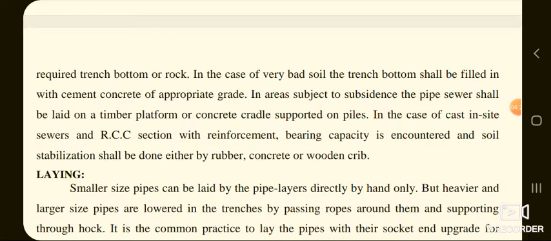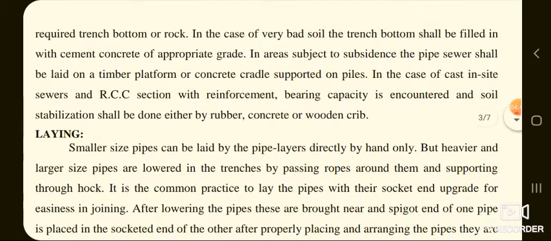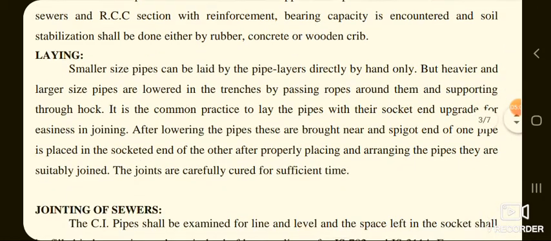In the case of very bad soil, the trench bottom shall be filled in with cement concrete of appropriate grade. In areas subject to subsidence, the pipe sewer shall be laid on a timber platform or concrete cradle supported on piles. In the case of cast in situ sewer and RCC section with reinforcement, where low bearing capacity is encountered, soil stabilization shall be done either by rubble, concrete or wooden grip.